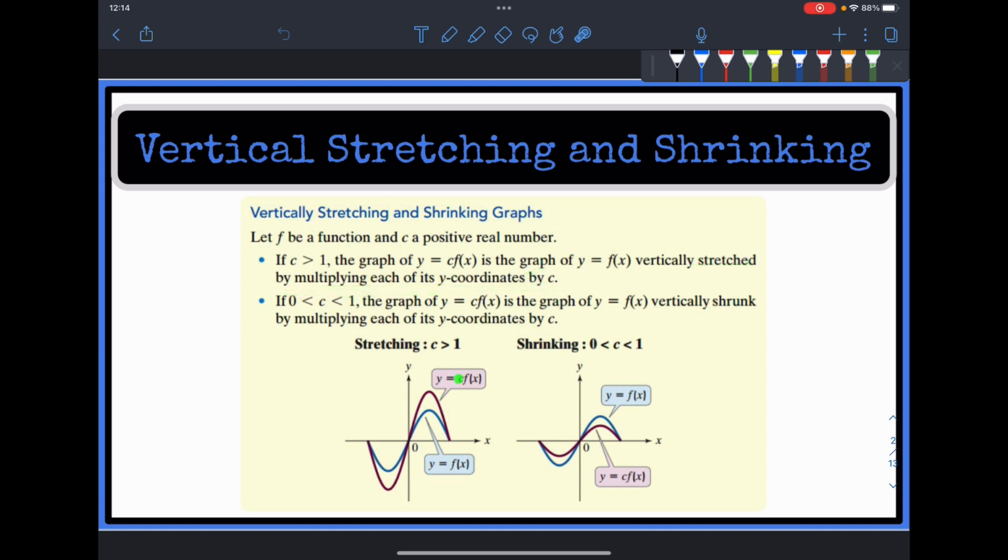So by multiplying the function f of x by c, we're affecting the y-coordinates, just like when we were adding a c to the function. Now, if I multiply by a positive number less than 1, between 0 and 1, that's going to result in shrinking the function vertically. So it vertically shrinks by multiplying the y-coordinates by its scale factor c.